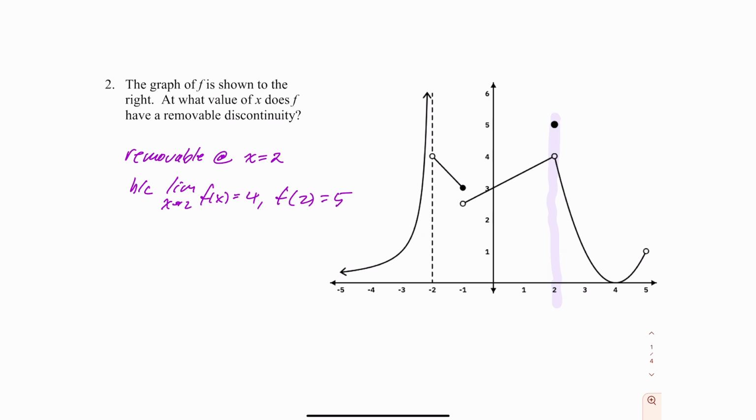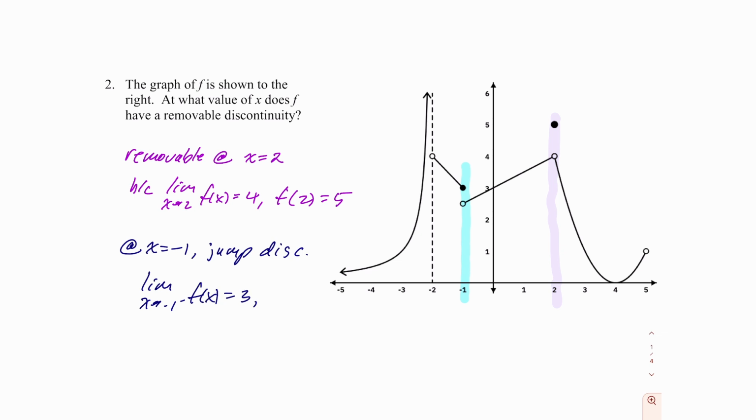There's a couple of other things happening here. At x equals -1, there's a jump discontinuity. And if we had to justify a jump discontinuity, it'd be that the limit as x approaches -1 from the left is 3, and the limit as x approaches -1 from the right is not 3. I'm going to say it's 2.5 and just guess, which you really shouldn't do if you're justifying, but I don't want to work it out, so there you go.